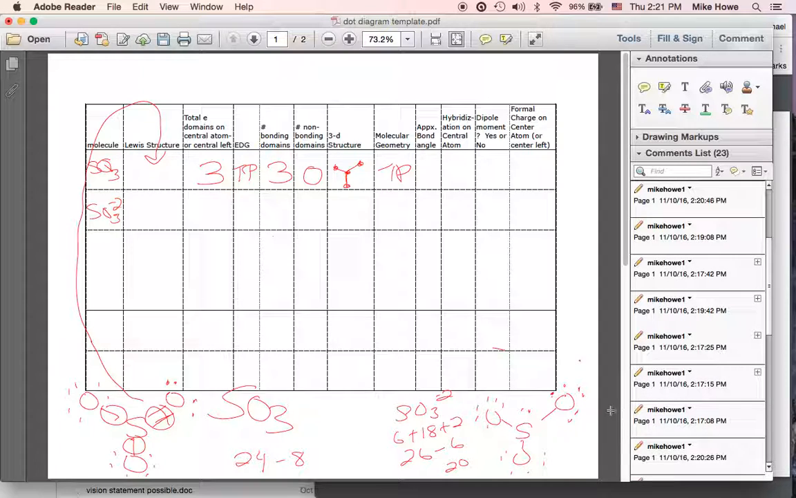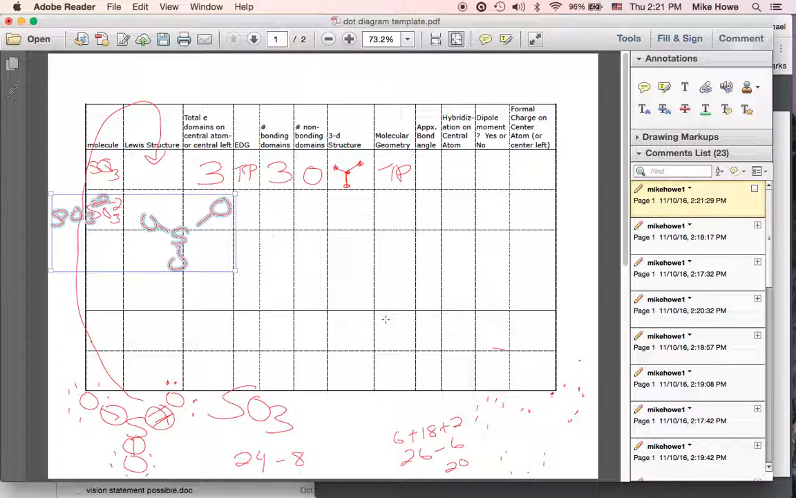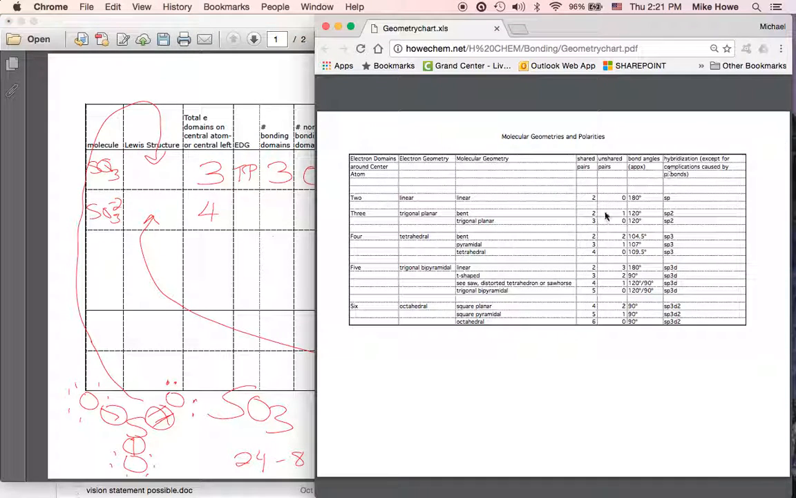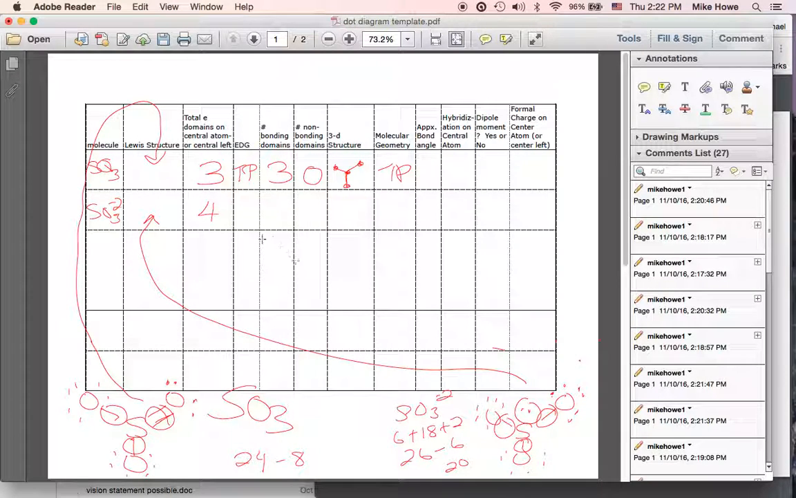So now our picture, we'll just make it a little arrow. Goes right there. So total domains on the central atom are 4. See them? Right here's one. Here's one. Here's one. And there's one. So there's 4. So the electron domain geometry when there are 4 domains is tetrahedral. We'll just put tet for short.